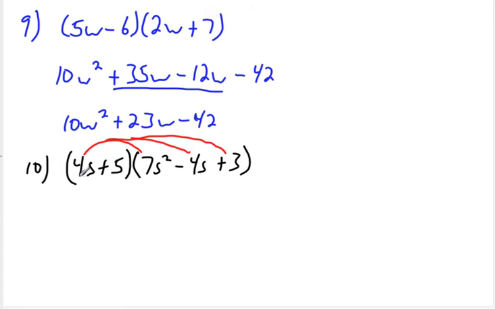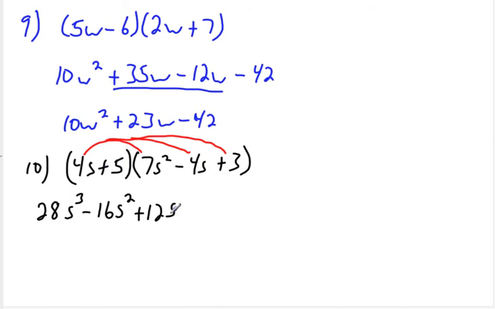So we have 4 times 7 is 28. S times s squared is s cubed. 4 times negative 4 is negative 16. S times s is s squared. 4 times 3 is 12. And we have the s.